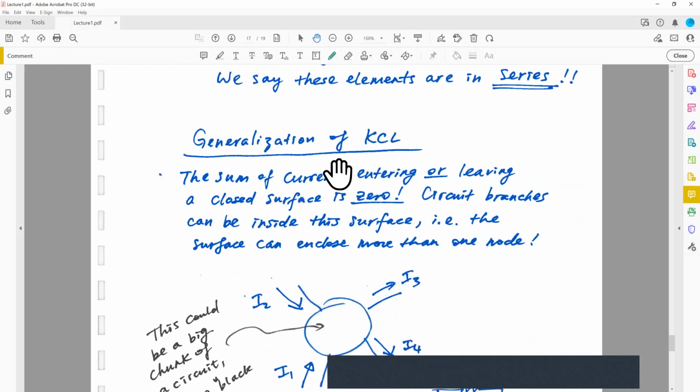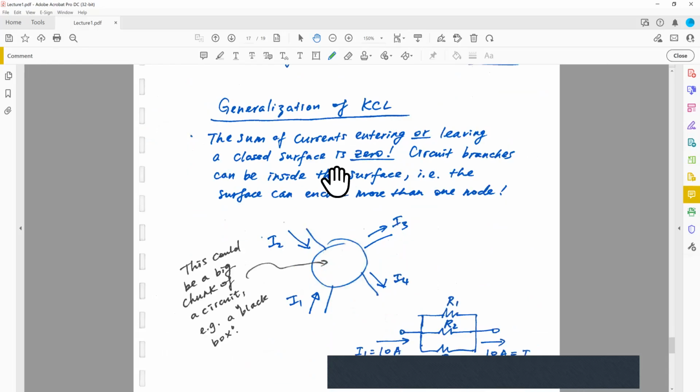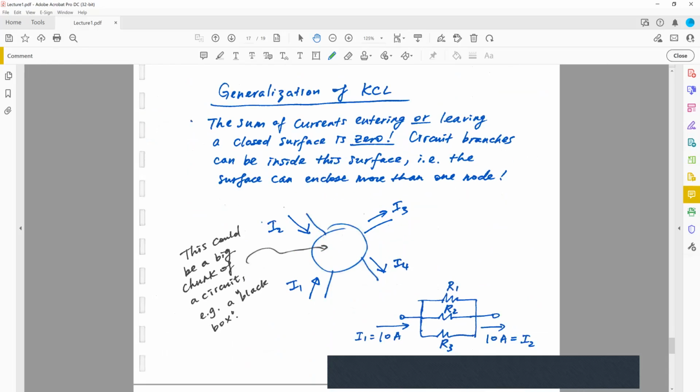Okay. So one generalization of KCL is something like this. Suppose I have a big chunk of circuits sitting inside this circle, whatever this guy is, whatever the current going in has to come out, right? So if I have I1, I2 that go in, then I3 and I4 have to come out. So the sum of I1 plus I2 and the sum of I3 and I4 have to be the same.